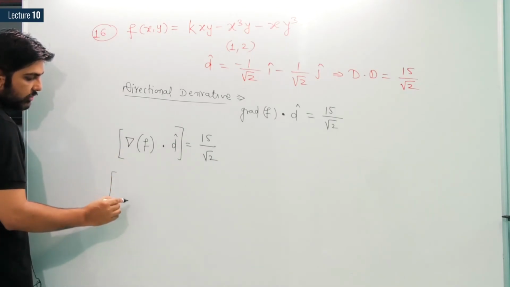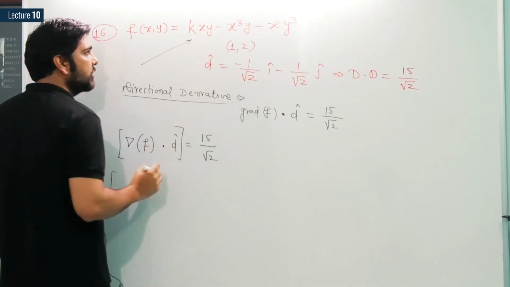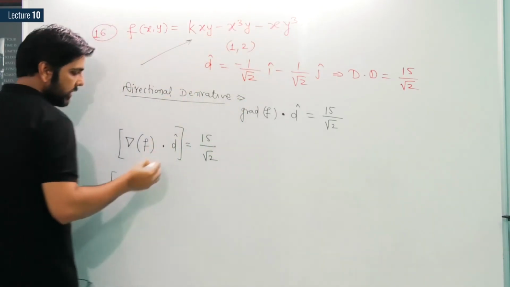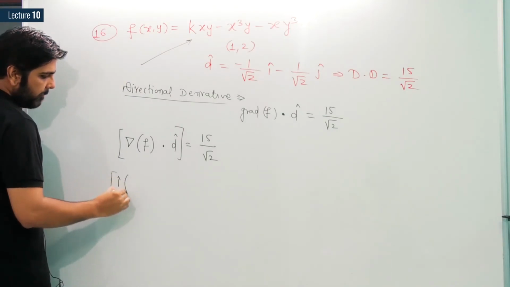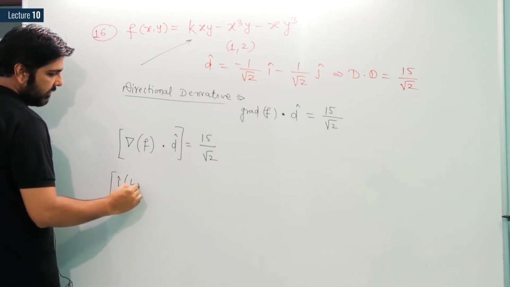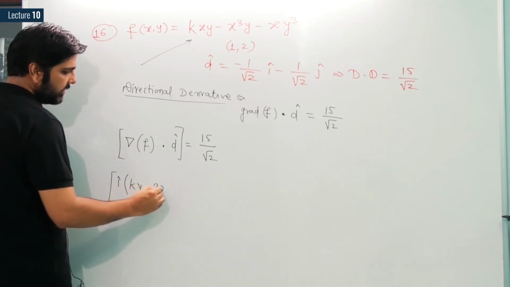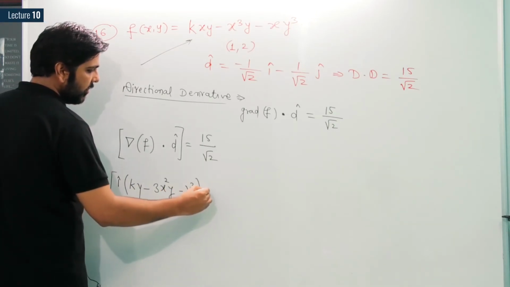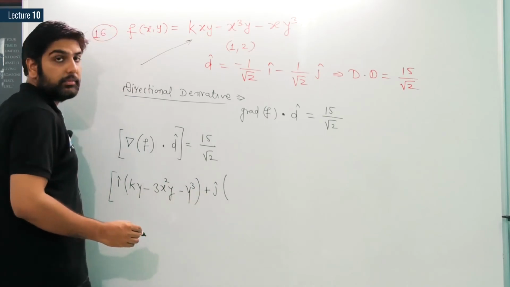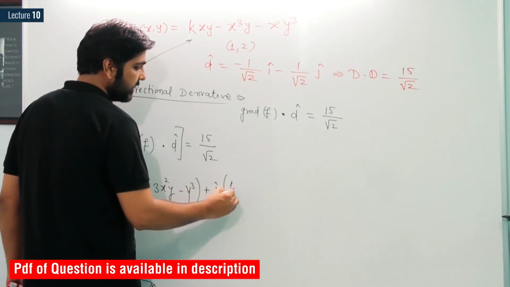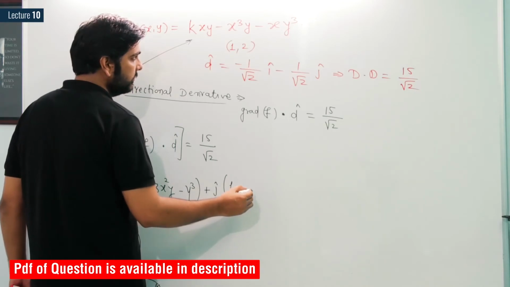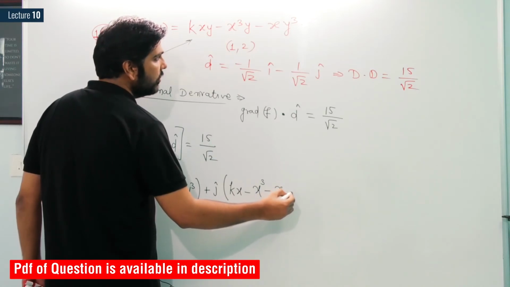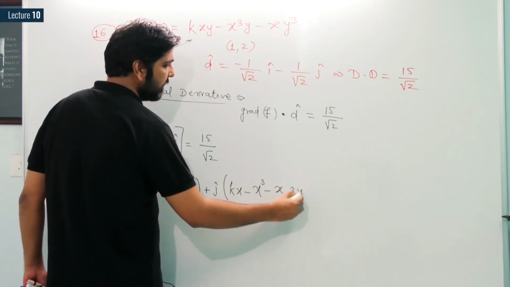So I am having the gradient. You can see here, if I am applying the directional derivative on this function, this is nothing but differentiation with respect to x. So I am having i cap, and the complete differentiation with respect to x is ky minus 3x square y minus y power 3. Now plus j cap, differentiation with respect to y. So what I am having is kx minus x power 3 minus x times the differentiation with respect to y. So I am having this.